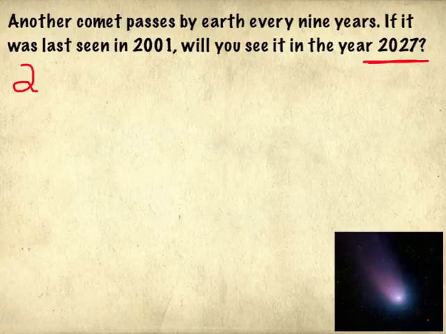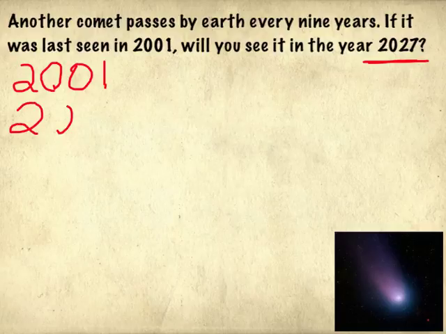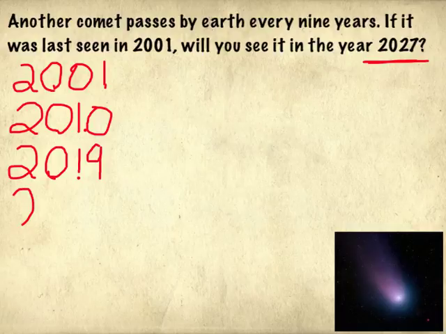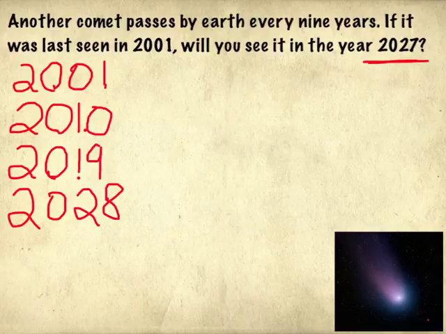So 2001, 1 plus 9 is 10, so next up will be 2010. Add another 9 and I get 2019. Add another 9 and I get 2028. I've gone too far past 2027, so the answer would be no, you would not see the comet in 2027.